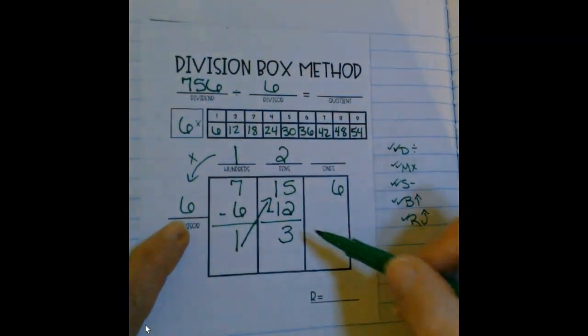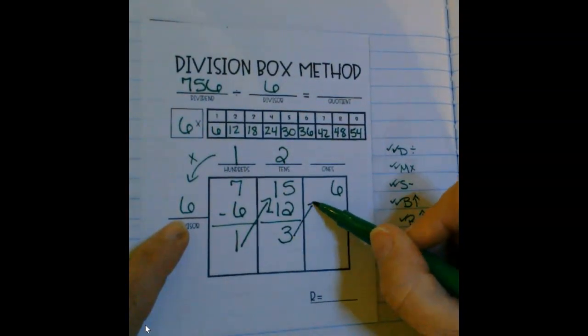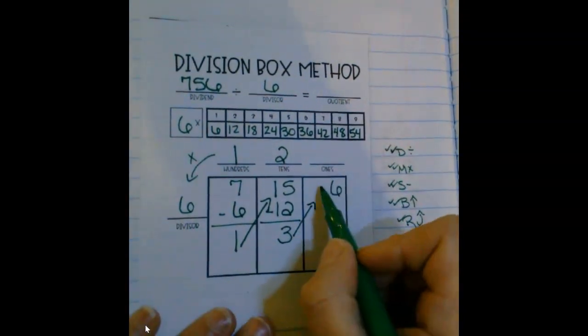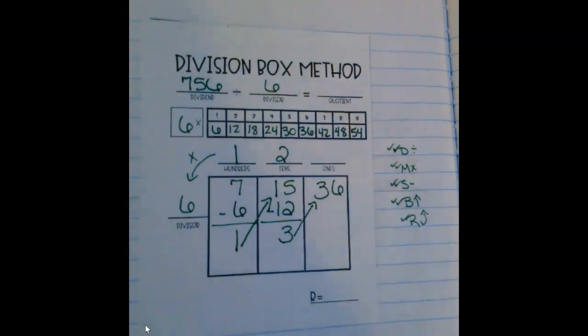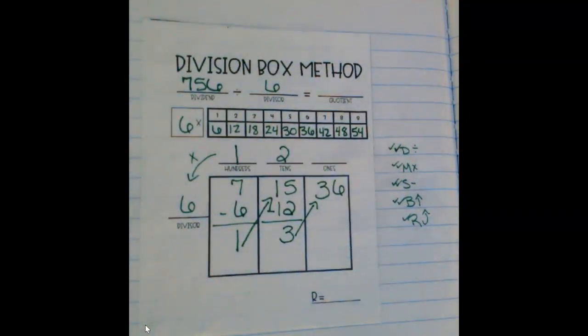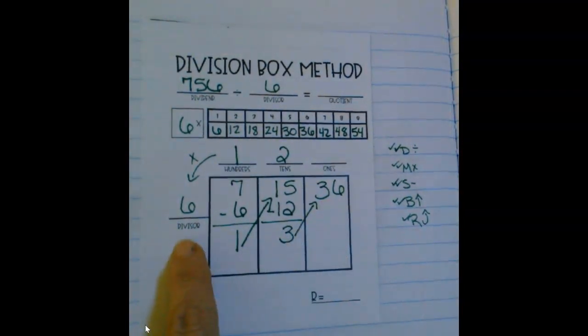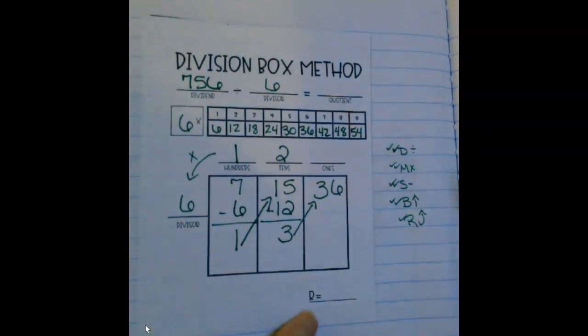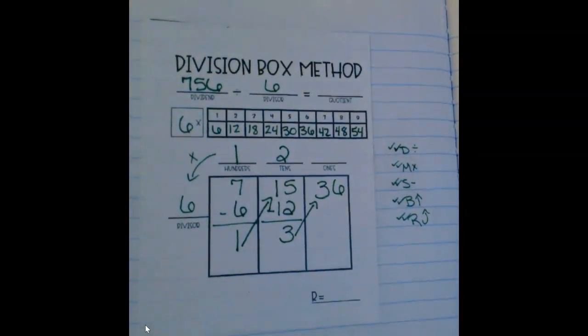And what am I going to do with that 3? I'm going to bring it up. So I'm bringing that 3 up to my 1s. So 3 tens is now going to be 30 ones. And I'm going to add it to those 6 ones, so I have 36 ones. Okay? Is 36 greater than 6? Yes. So what am I going to do? Repeat. I've got to keep going, so I'm going to repeat it.